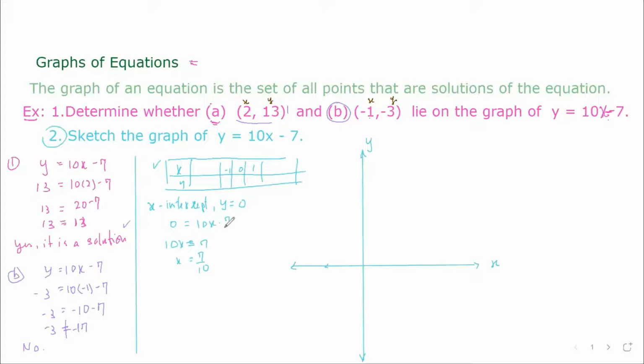Okay. So now this one approximately, what, 0.7, right? I want 7 over 10, so it becomes 0.7. And next is to find the y-intercept. Okay, this is the x-intercept, right? Now next we find the y-intercept.